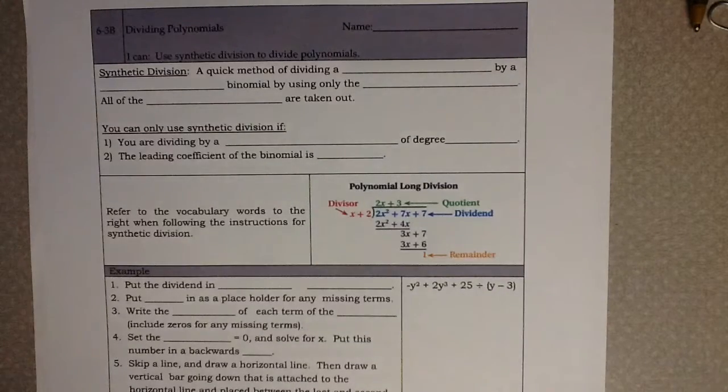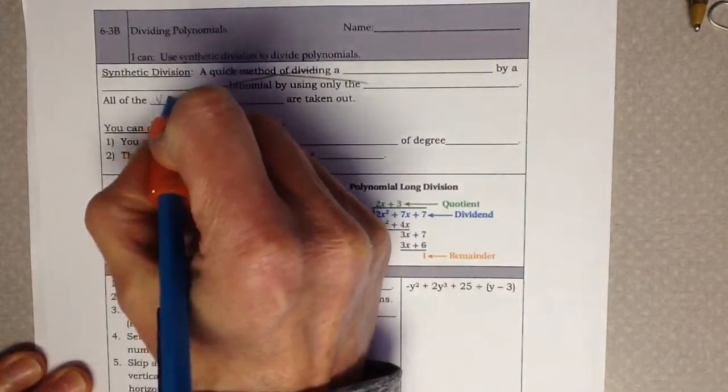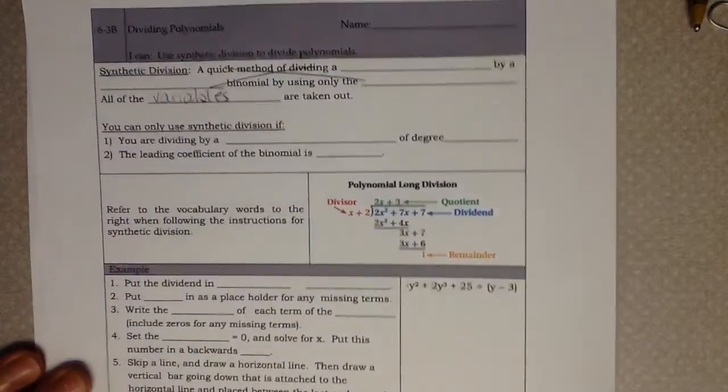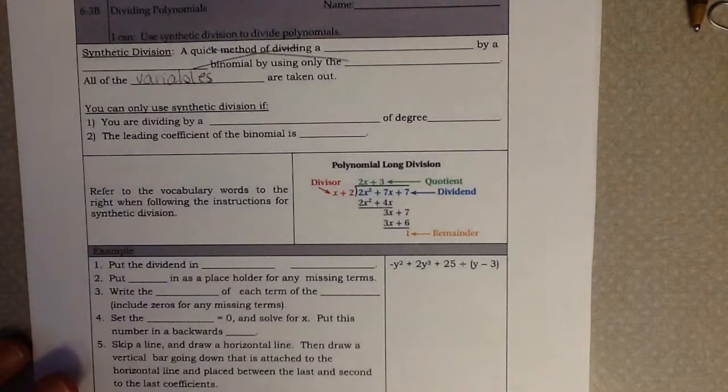In section 6.3b, we're going to go over how to divide polynomials using synthetic division. Now, synthetic division is just a quick way to divide a polynomial by a binomial. We're just going to cross this part out here and say all the variables are taken out. Synthetic division is so much faster and so much easier than long division.